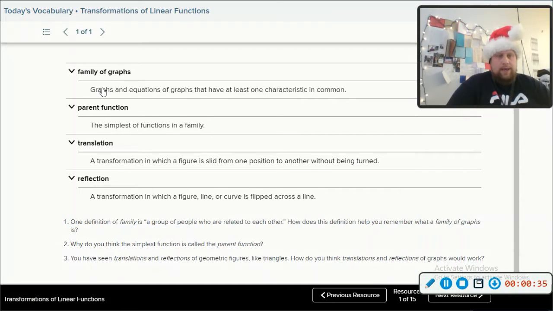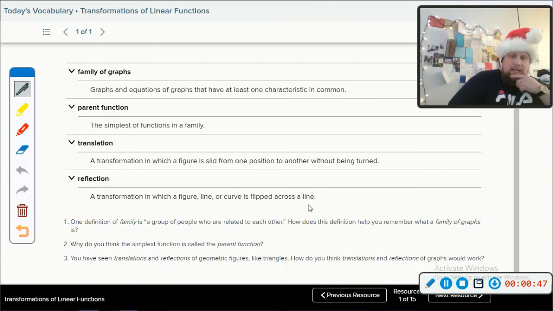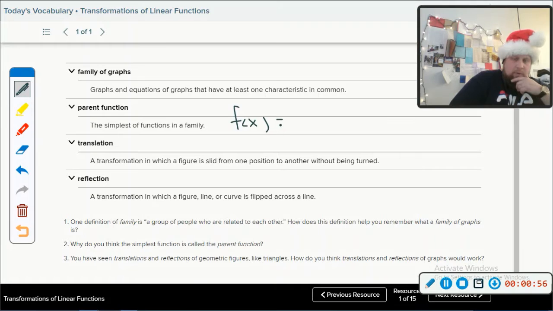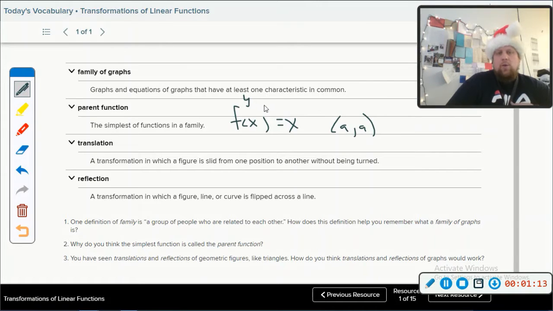So, with that said, family of graphs are graphs and equations of graphs that have at least one characteristic in common. A parent function is the simplest of functions in the family. For today's purposes, we are going to be focusing on the parent function f of x equals x. I'll talk more about it later, but what's important about this function is every point is in the form (a, a). In other words, (1, 1), (2, 2), (3, 3). The y is always going to equal x. Remember, f of x is a fancy way of saying y, because it's just a function of x. So y equals x, and they're always going to equal each other, okay?